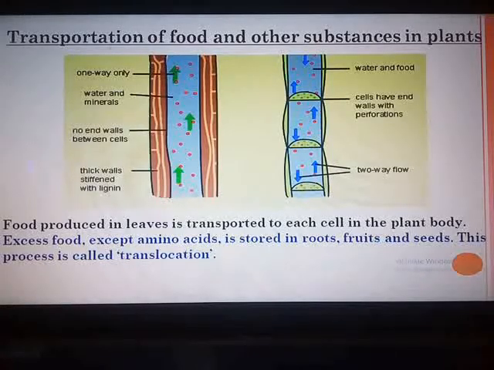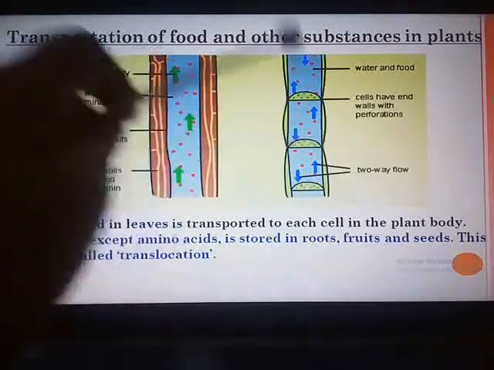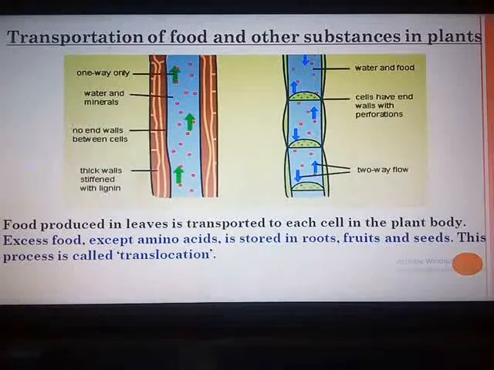It is carried out in both the upward as well as in the downward direction. You can see here in the photograph. Now, it is carried in both upward and downward direction. By whom? By phloem, which is the tissue responsible for transportation of food. Now, translocation of materials is not a very simple physical process. It requires energy, and this energy is obtained from ATP.